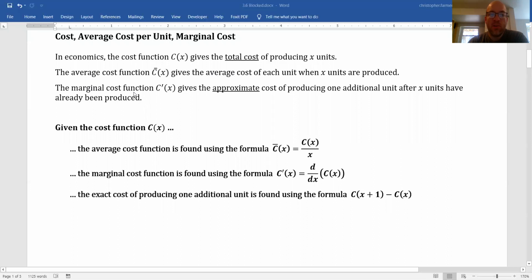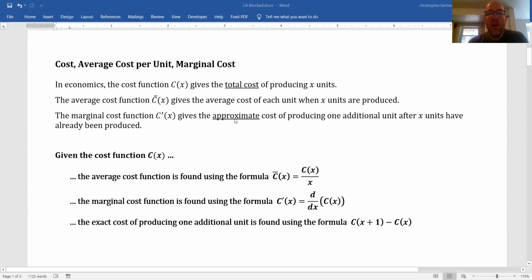And then the marginal cost function gives you an approximate cost of producing one additional unit. Okay, so again, this is an estimate. It's not exact, and we'll talk about it in a little bit more detail down below. But the notation here is not tricky. It's basically telling you verbatim using the notation that the marginal cost is nothing more than the derivative of the original cost function. Okay, so if you take the derivative of the cost function, it's going to give you the approximate cost of producing one additional unit after X units have already been produced.